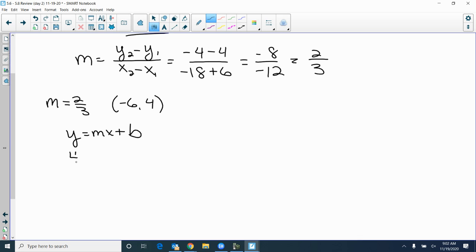4 goes in for y. M is 2/3. X is 6. And then we put plus b.